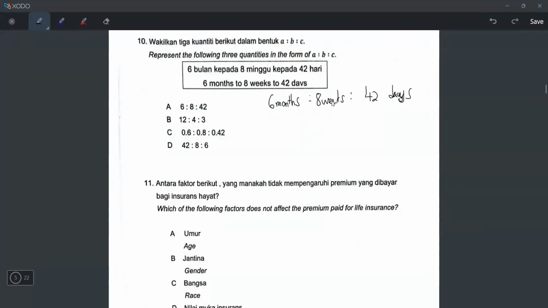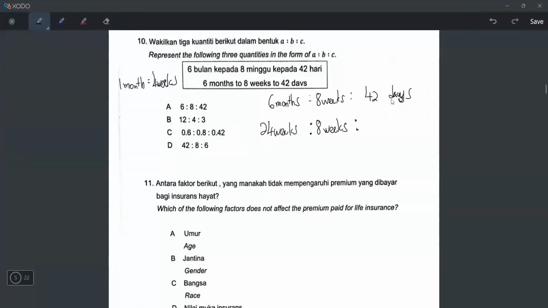If I want to convert weeks to days, I will times 7. Months to days, maybe times 30, because 1 month has 30 days, right? But I think the best way is to convert to weeks. Personally, I'll convert to weeks. It means the 8 weeks I will maintain. But we all know 1 month is 4 weeks. So 6 months will be 6 times 4, which is 24. So I will just erase it and write 24 weeks.